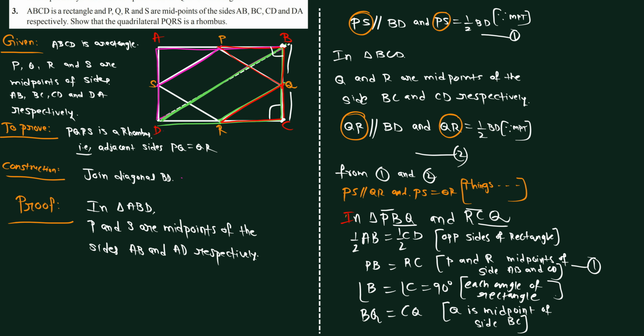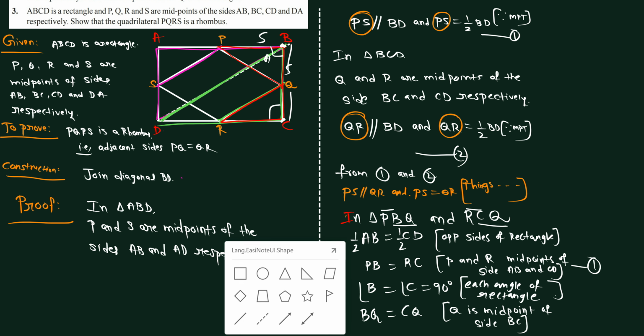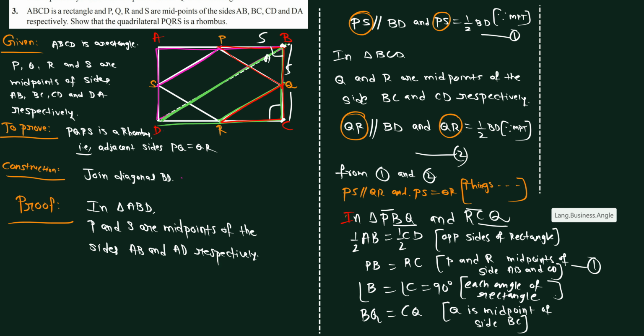Okay. Now you see side angle side. This is side, this is angle, and this is side. Okay. From SAS congruence, can I say now these two triangles are congruent? Yes or no? Yes, sir. Write down here: triangle PBQ is congruent with triangle RCQ by SAS congruence. Side angle side, by SAS rule. Triangle PBQ is congruent to triangle RCQ.